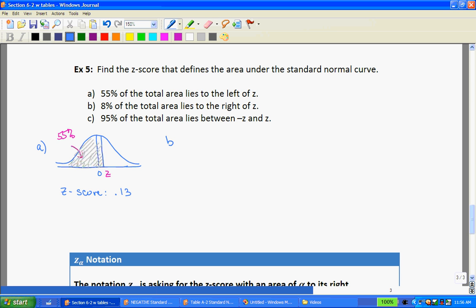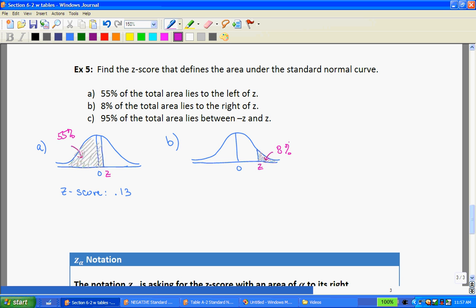Okay, let's take a look at B. 8% of the total area lies to the right of z. So I need a picture to know what's going on. I'm going to the right, so that means I need to be on this side, but this is a pretty small area, so I'm thinking my z is going to be right there. But I do know that this little area here is 8%. So I'm looking for something in the tail that's pretty small, 0.08.